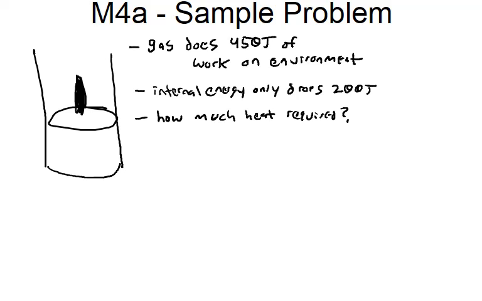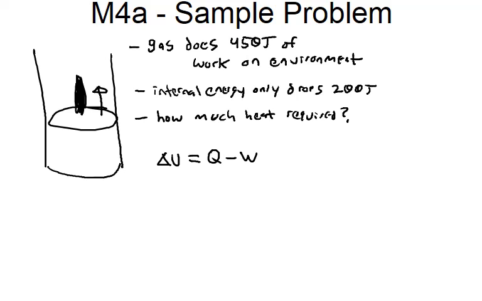Let's try this one. M4A: a gas does 450 joules of work on the environment. The internal energy only drops by 200 joules. How much heat was required for this to happen? Go ahead and pause the clip and try this one, and when you're ready to check, you can hit play to continue.